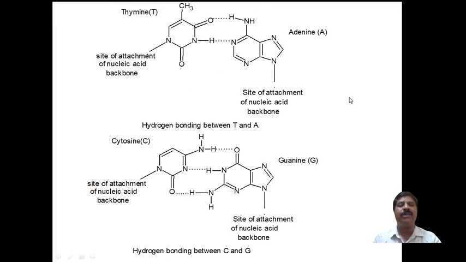Now, hydrogen bonding takes place here. Two hydrogen bonds are formed between the two molecules, adenine and thymine. A hydrogen bond is nothing but a bond formed between a hydrogen atom of one molecule and a more electronegative atom, and the attraction that takes place is called hydrogen bonding.